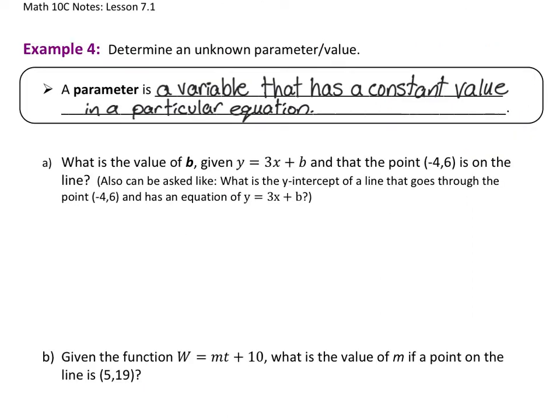So previously in the video, I mentioned what a parameter is. A parameter is a variable that has a constant value in a particular equation. So they're the letters in the equation that we sub in a number for, and that's the number that stays there. So the slope, the y-intercept. The actual variables, x and y, are the ones that change within the question.